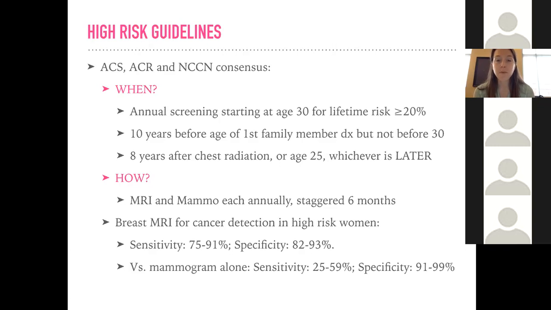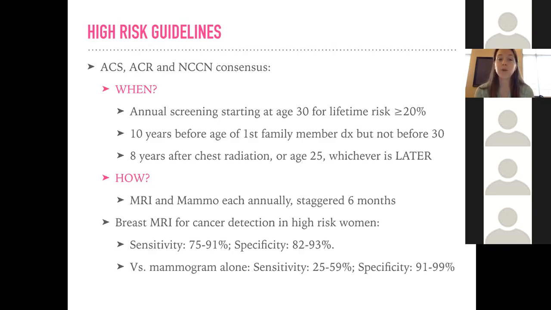If the patient has a first degree family member that was diagnosed and they are in this high risk category, then you want to start 10 years before that first degree family member was diagnosed, but you don't need to start before 30. And if they had chest radiation, this is sort of a separate group, not just family related. So if they've had chest radiation, you want to start 8 years after chest radiation or at age 25, whichever one comes later.